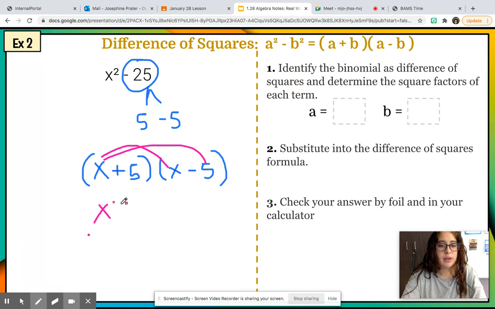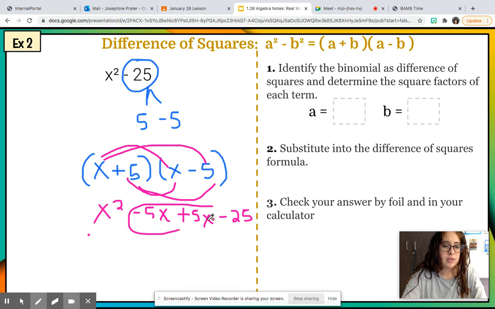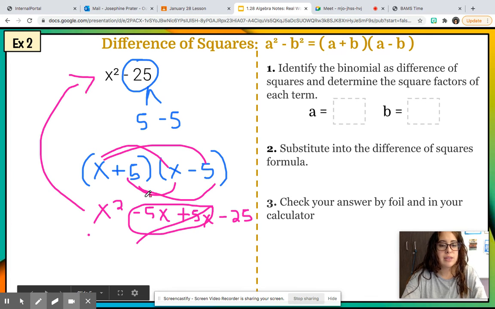X squared minus 5x, 5x minus 25. And it does, it gives it to me. These cancel, become 0, and it gives me the original x squared minus 25. Alrighty, let's move on.